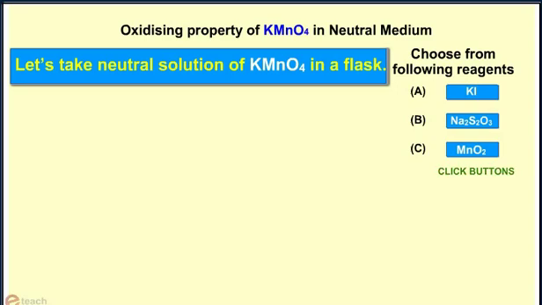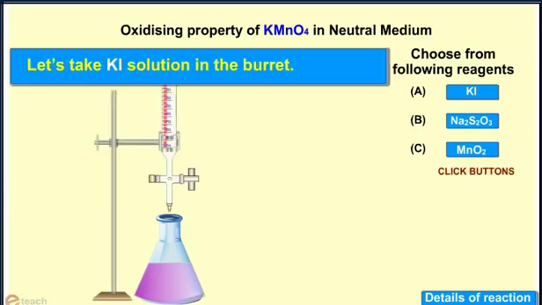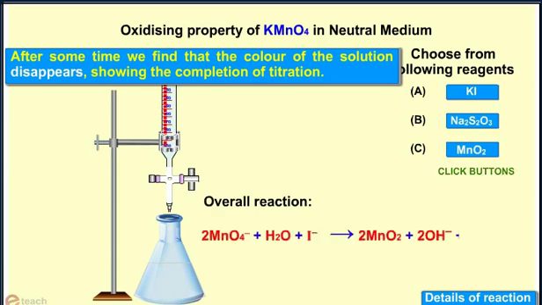Let's take neutral solution of KMnO4 in a flask. Now let's take KI solution in the burette. After some time, we find that the color of the solution disappears, showing the completion of titration. The overall reaction is 2MnO4- + H2O + I- gives 2MnO2 + 2OH- + IO3-. For details of reaction, roll over the mouse on details of reaction.